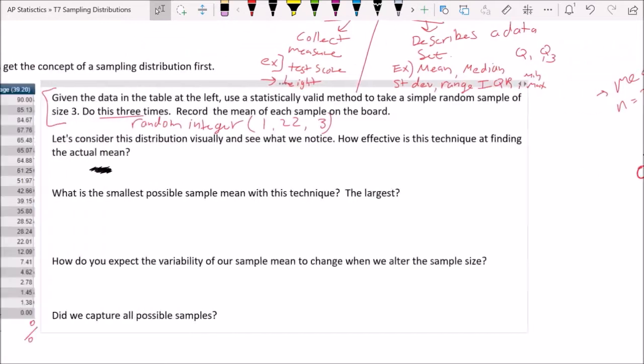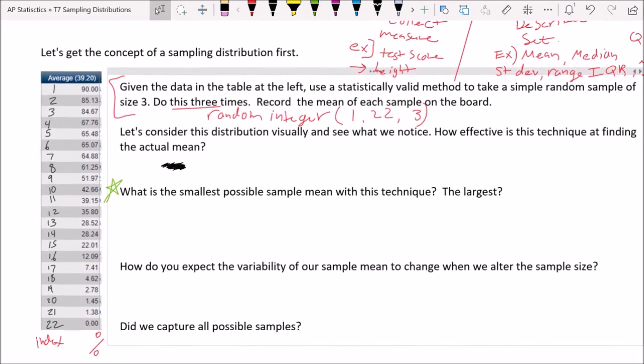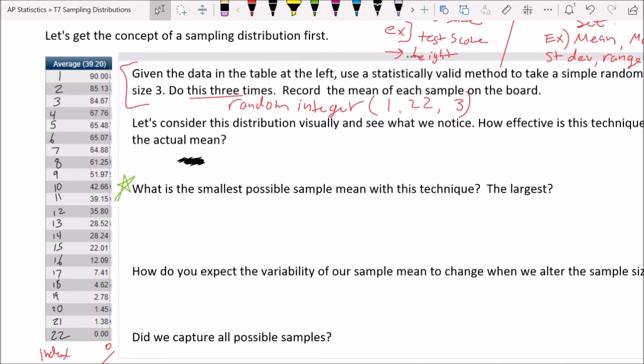Okay, in order to answer that question, I want to try to answer this question right here where I'm putting a star right now. What is the smallest possible sample mean that we could have had with this technique, and what was the largest? Okay, the smallest sample mean would have come from if we had happened to have our random number generator generate those last 3 values.